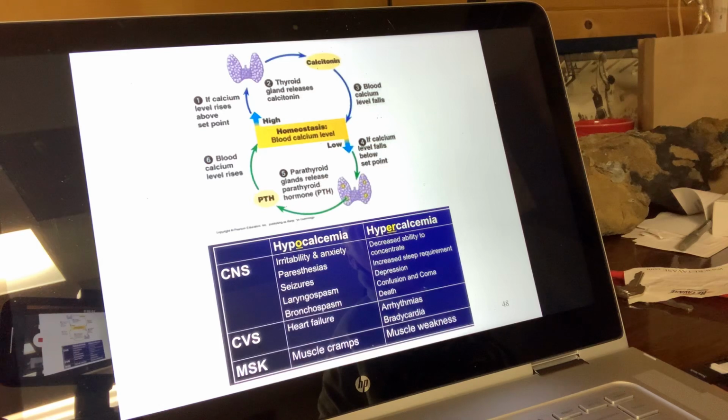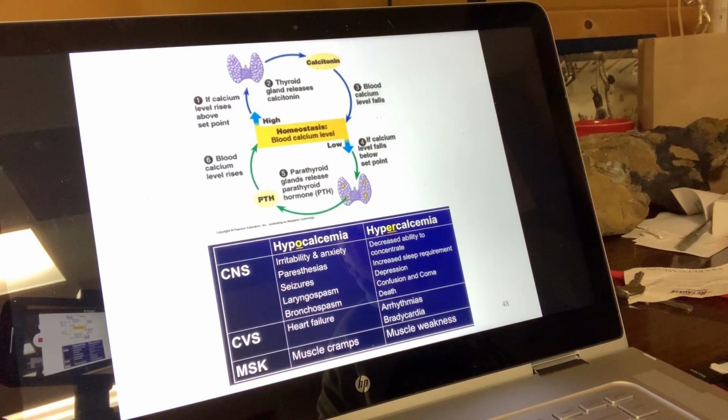So calcitonin and parathyroid hormone act the opposite of one another to maintain a stable blood calcium level. If your blood calcium level starts to go up, the thyroid gland is going to release calcitonin, which is going to bring the calcium levels back down. If your calcium level in your blood starts to go low, the parathyroid glands are going to recognize that. They're going to produce parathyroid hormone, which is bringing your blood calcium levels back up.